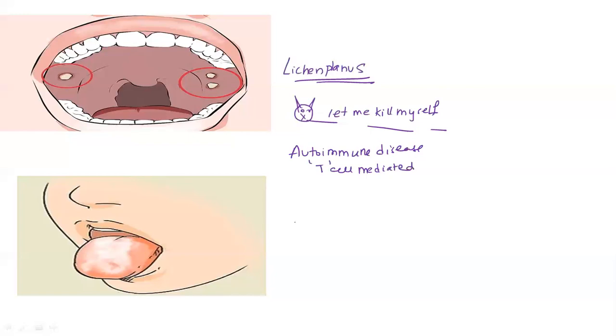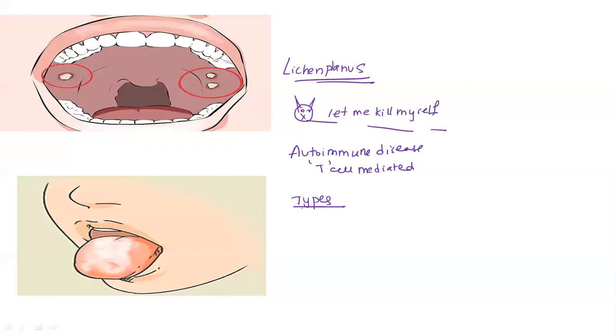Okay, then there are types of lichen planus. Now, let me tell you something. Lichen planus can be seen in cutaneous as well as in the oral form. Like on skin, it can be seen as some sores, where the skin will be very much itchy. And whereas in oral, there are some types. So I'll be talking about it in detail.